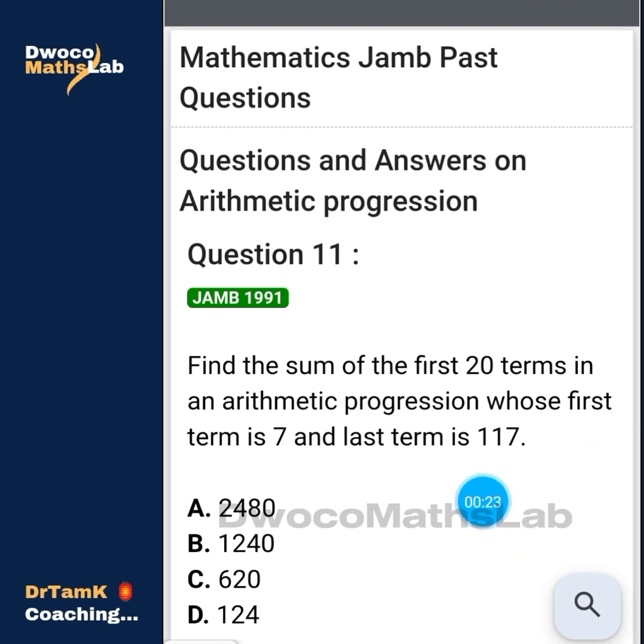But then, please, can you try this? This is question number one. All right, try this as question number one. Find the sum of the first 20 terms of an arithmetic progression whose first term is 7 and the last term is 117. Okay, try and do this at home. All right, and then we'll come back tomorrow. We're going to take it up from there.